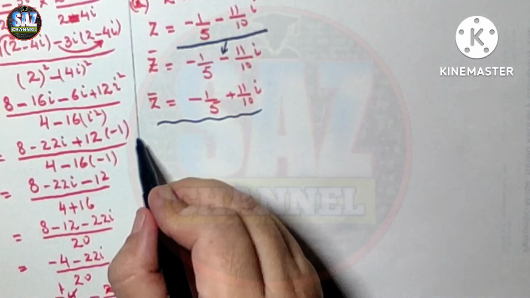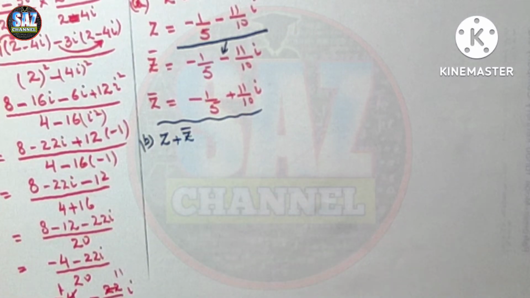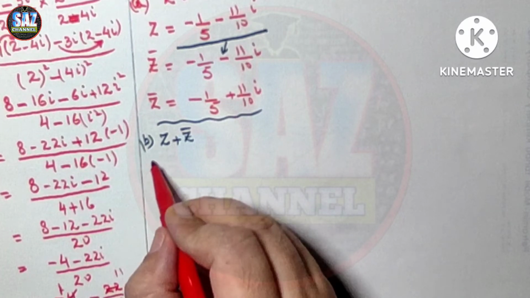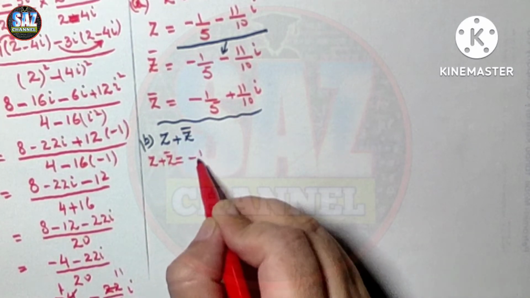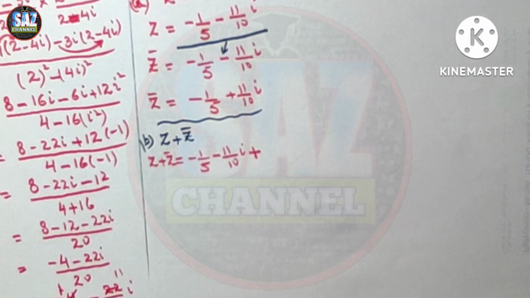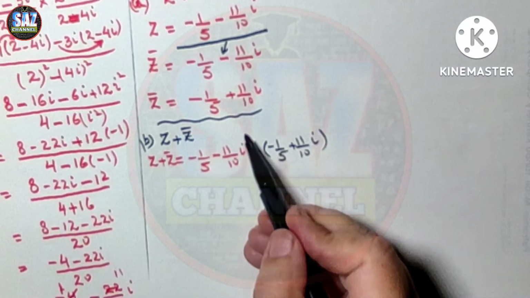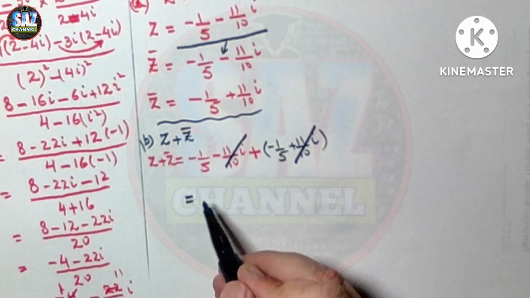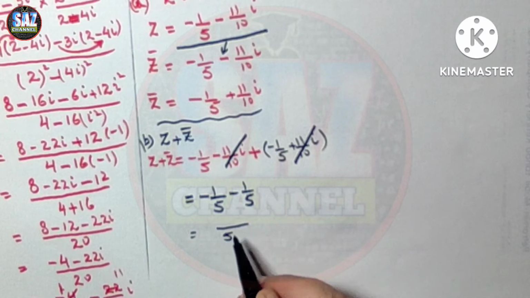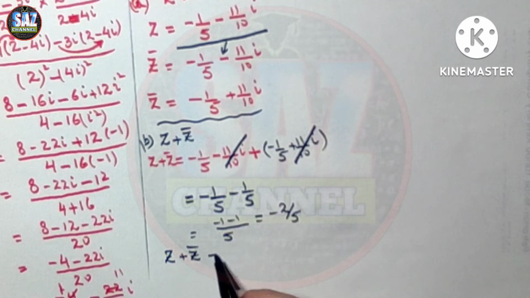B part is Z plus Z bar. As this is a long question, this time I will not be finding Z bar again. I will simply be writing the answers. Z plus Z bar is minus 1 by 5 minus 11 by 10 iota plus Z bar, which is minus 1 by 5 plus 11 by 10 iota. Now look, 11 by 10 iota and 11 by 10 iota cancel each other, and we are left with minus 1 over 5 minus 1 over 5. Take the LCM, 5 is the LCM, minus 1 minus 1, which is equal to minus 2 by 5. So Z plus Z bar is minus 2 by 5.